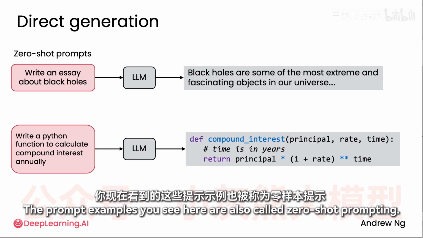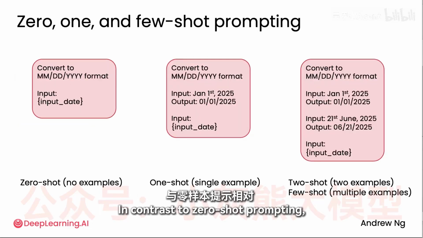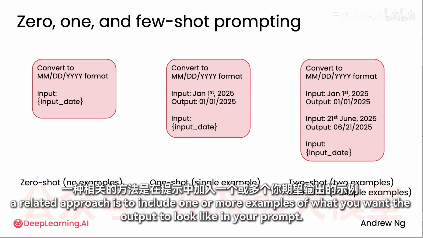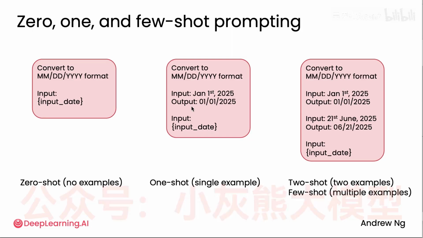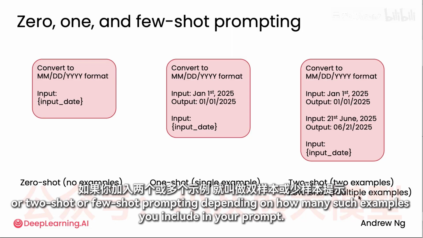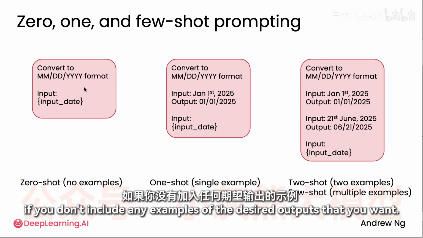The prompt examples you see here are also called zero-shot prompting. Let me explain what zero-shot means. In contrast to zero-shot prompting, a related approach is to include one or more examples of what you want the output to look like in your prompt. And this is known as one-shot prompting if in the prompt you include one example of a desired input-output pair, or two-shot or few-shot prompting, depending on how many such examples you include in your prompt. And so zero-shot prompting refers to if you include zero examples, or if you don't include any examples of the desired outputs that you want.